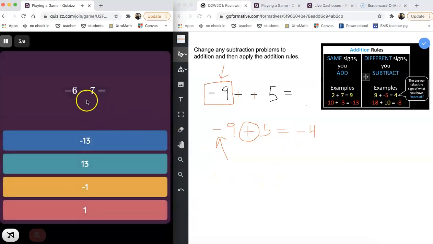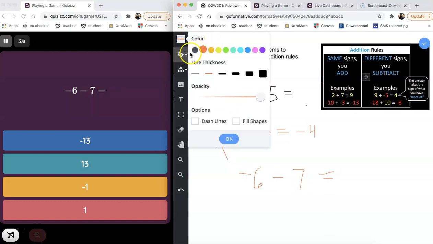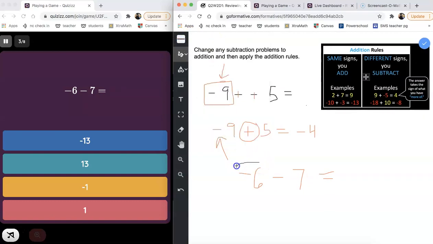All right, in the next example, again, I do not see an addition sign in between, so this means that this is subtraction. -6 minus 7. I need to change this to addition. I'm going to put a box around this first number just to remind you that this number never changes. So leave the -6 part alone. And then we're going to add the opposite to change this to addition. So now this reads -6 plus a -7. Signs are the same, these are both negatives. You add. -6 plus a -7 gives me -13.